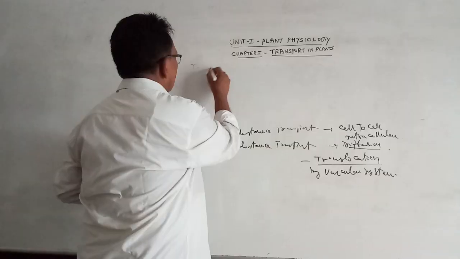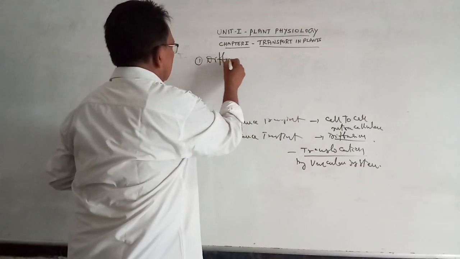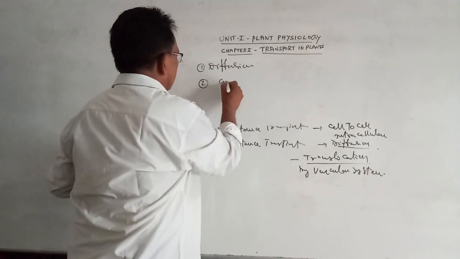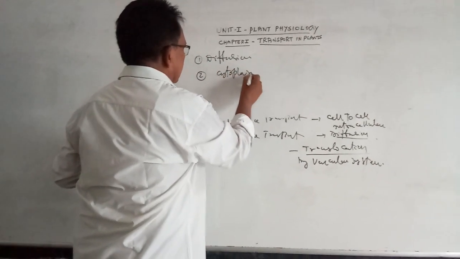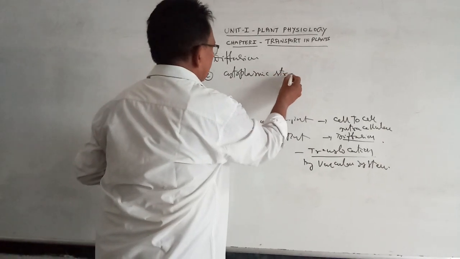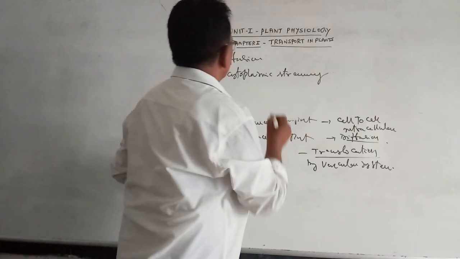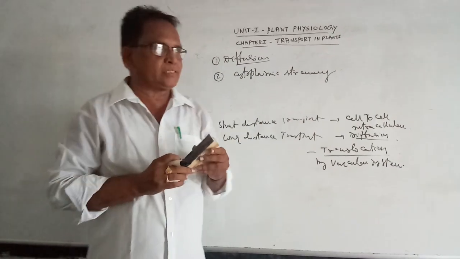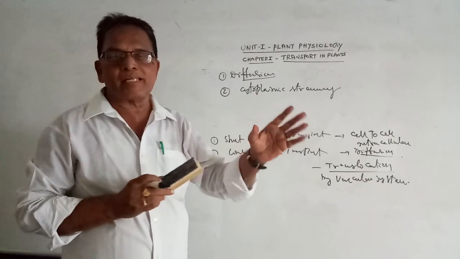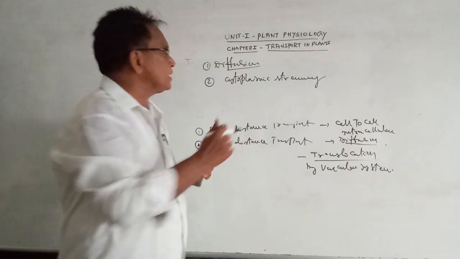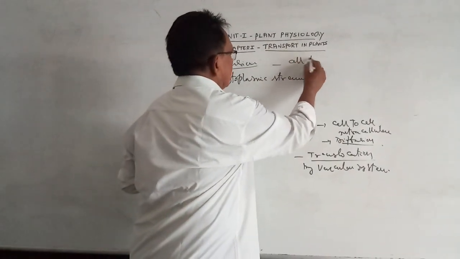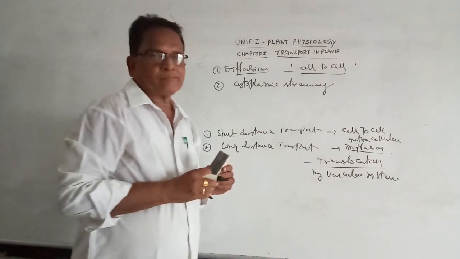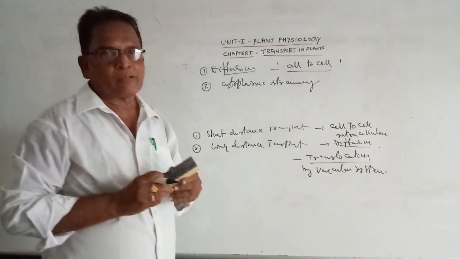The short distance transport is normally carried on by means of this process called diffusion. The first one is diffusion. And there is also another process called cytoplasmic streaming. Diffusion means movement of molecules or ions from a region of higher concentration to a region of lower concentration from cell to cell. This is normally carried on from cell to cell, that is by means of diffusion.